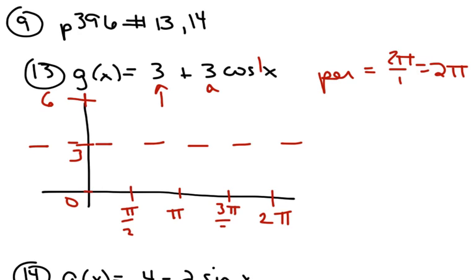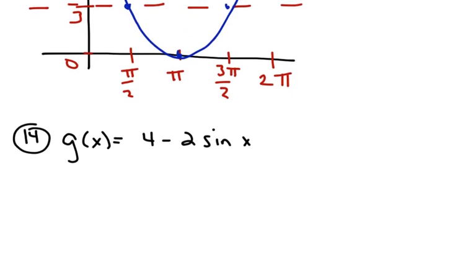pi over 2. Since the graph is cosine, it's going to start at its maximum, because it's positive 3 in front of cosine. And then it's going to go to the middle, minimum, middle, maximum. And there's one period of 3 plus 3 cosine of x. Now let's go do this again.